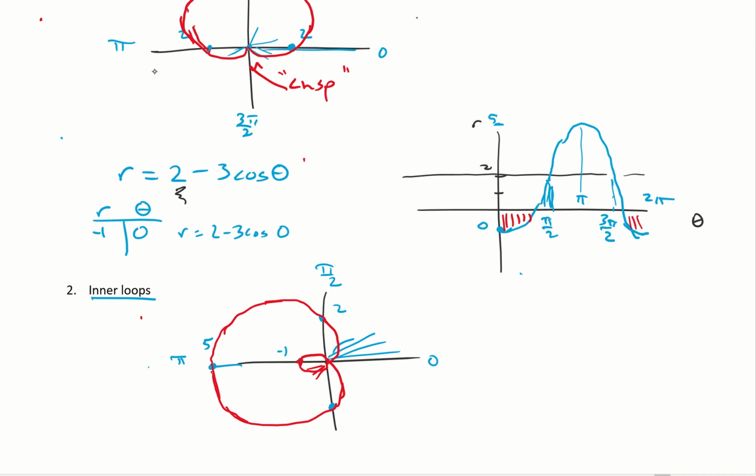Okay, but that is an example of an inner loop, and it occurred because this number right there, the 3, is bigger. It's bigger than this number in the front, which is 2.